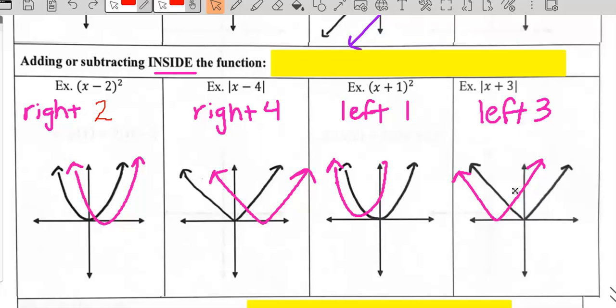Now, ultimately coming up with a conclusion, you would think a negative would shift it to the left. However, it went to the right. Same thing over here, you would think a positive would shift it to the right. However, it shifted it to the left. So this one's actually kind of tricky. So a negative inside the function is going to move it to the right. And a positive is going to move it to the left, which is the opposite of what your brain thinks. So what I do is if it's inside the function, it is the opposite of what you think.